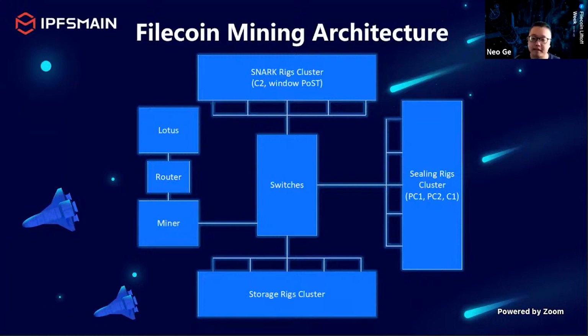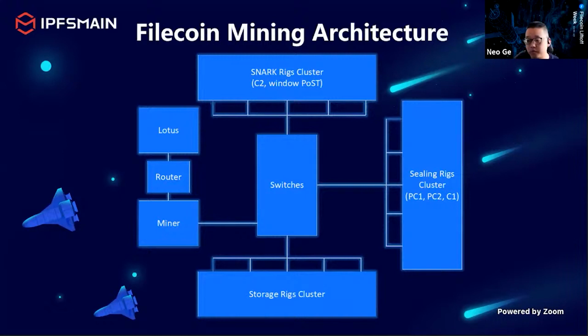In this current mining solution, we are dividing major hardware into 3 different pieces: the storage rigs, seeding rigs, and snark rigs. And by separating the storage and computational part, this architecture gives us really good scalability and improves the hardware utilization efficiency on a tremendous scale.